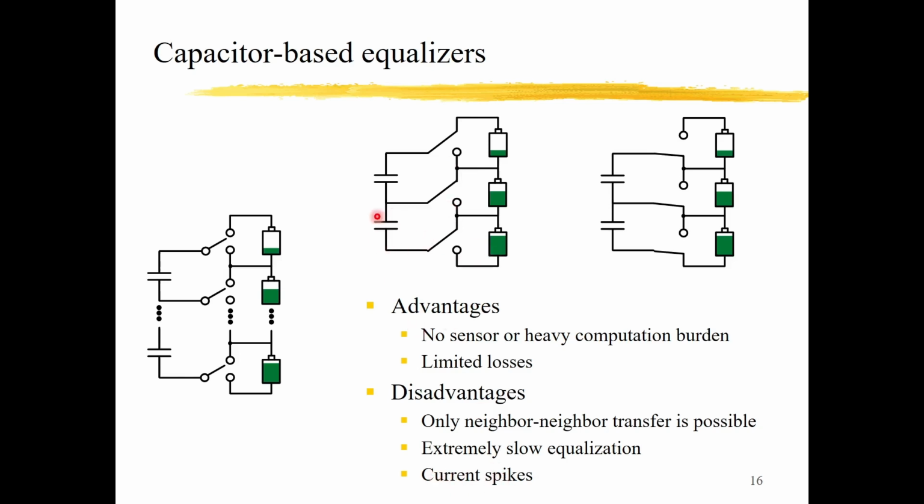Basically we can model the capacitor as a voltage source. The capacitor is modeled as a voltage source, and the battery is also a voltage source. And if we connect the two voltage sources together, it is a violation of what? KVL. The violation of KVL actually will result in current spike. So for this method, there will be current spike, and the current spike eventually will damage the capacitors.